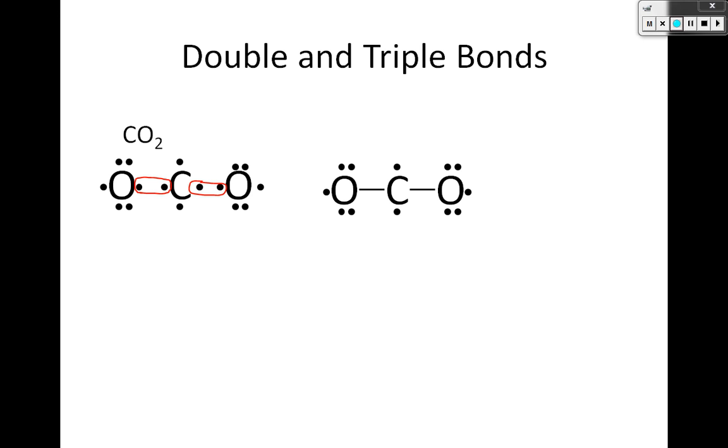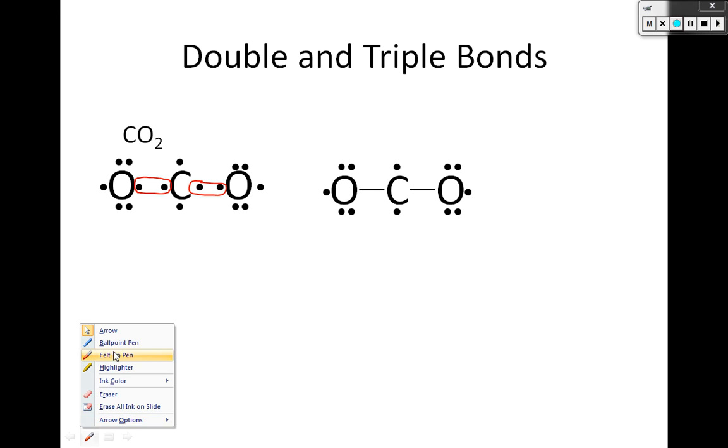The problem with this is that none of the elements actually have a full octet. So if you look at oxygen, it has 1, 2, 3, 4, 5, and then remember, the bond is 2 electrons, 6, 7. The same with this oxygen, because it's basically a mirror image. So they only have 7. Carbon's an even worse situation. It has 1, 2, 3, 4, 5, 6. So neither has an octet.